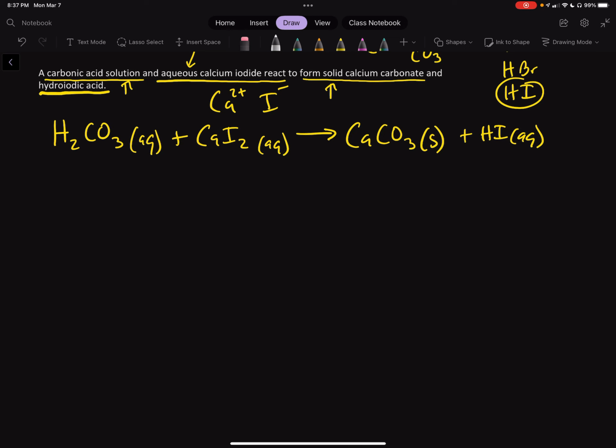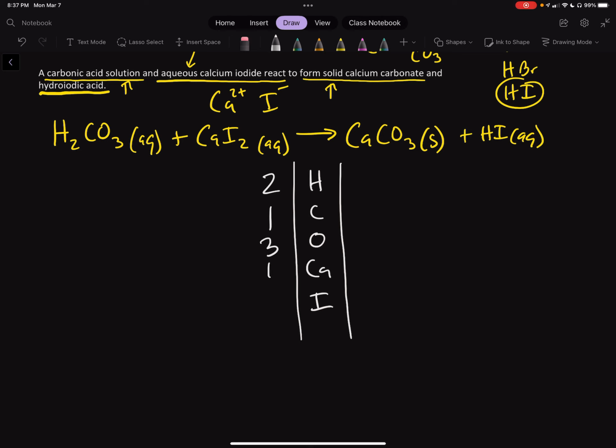Okay, next up for balancing. So I'm going to go ahead and use that column technique. So I'm going to list off all of the elements that I see. So there's hydrogen, carbon, oxygen, calcium, and iodine. On the left side, I see 2 hydrogens and 1 carbon and 3 oxygens, 1 calcium, and 2 iodine. And on the right side, I see 1 calcium, 1 carbon, 3 oxygen, 1 hydrogen, and 1 iodine.